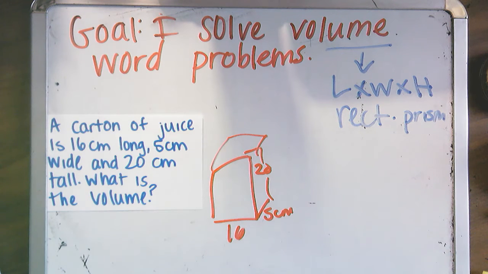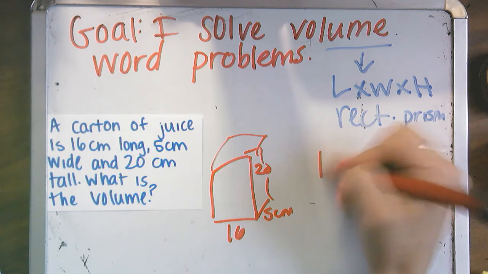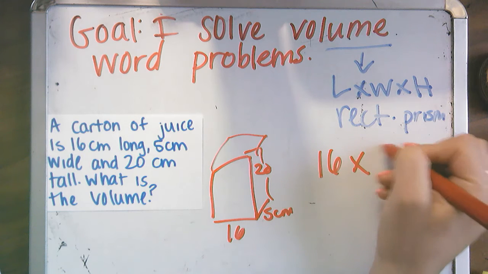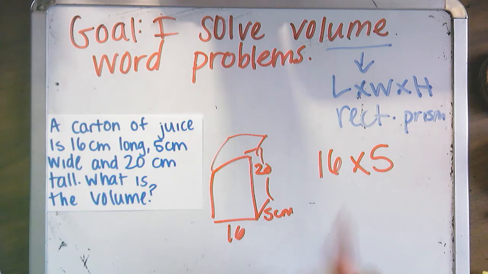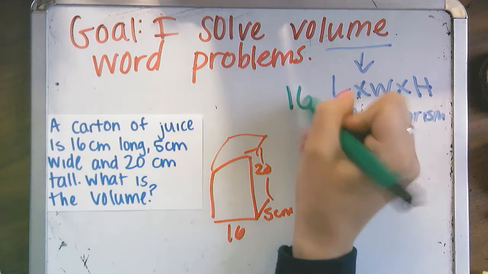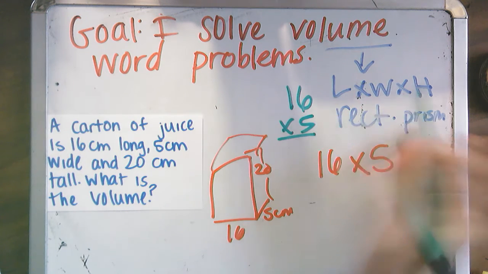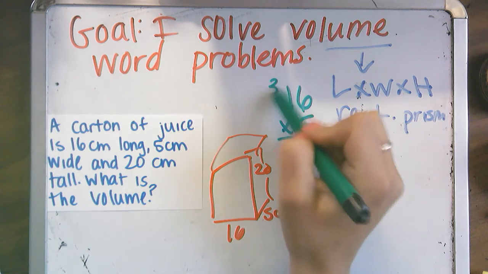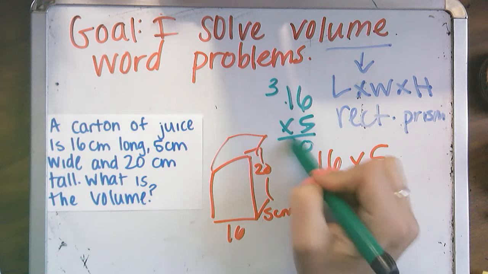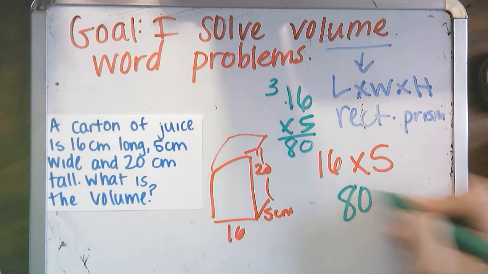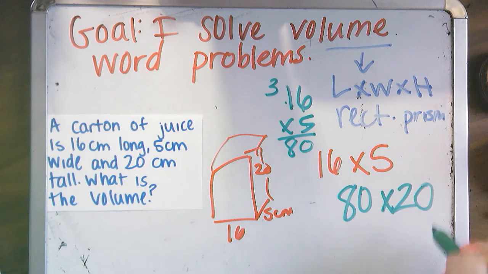So again, using the information I have, the length is 16 times the width, which is 5. Well, I need to stack that to be able to do that. So I'll write up here 16 times 5. 5 times 6 is 30. 5 times 1 is 5 plus 3 is 8. So that's 80, and now I need to multiply that by 20.